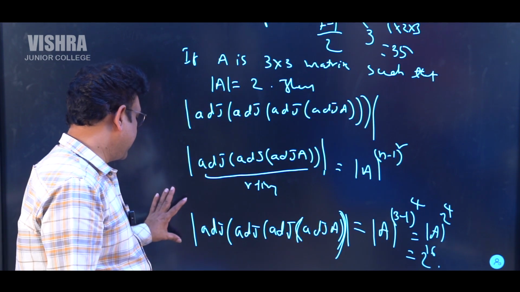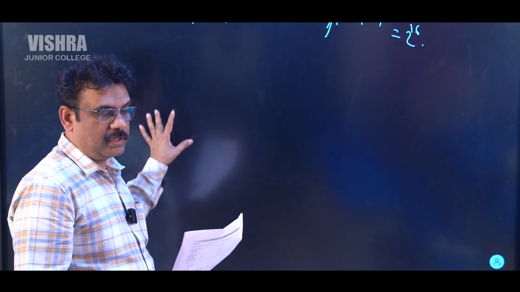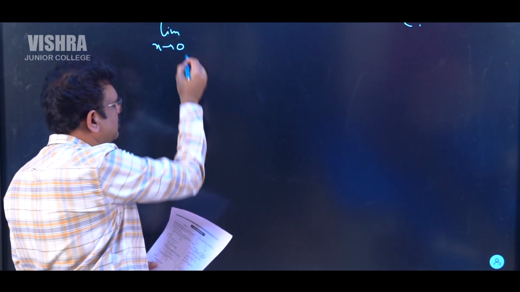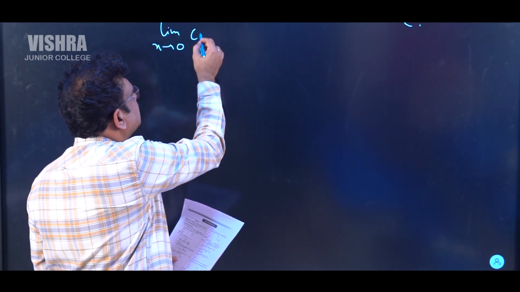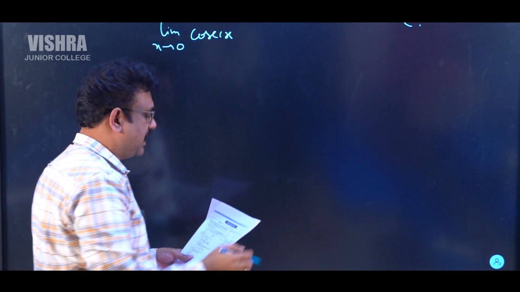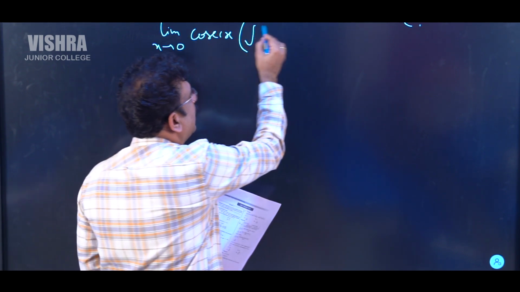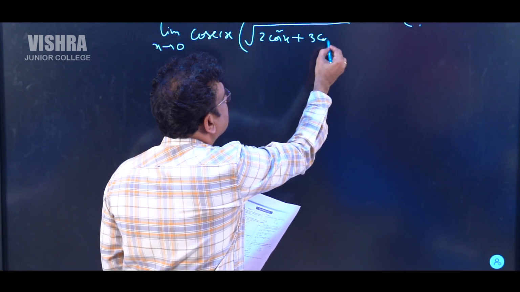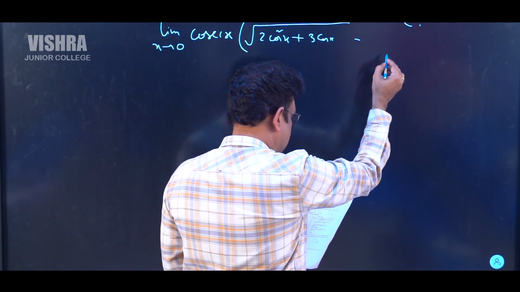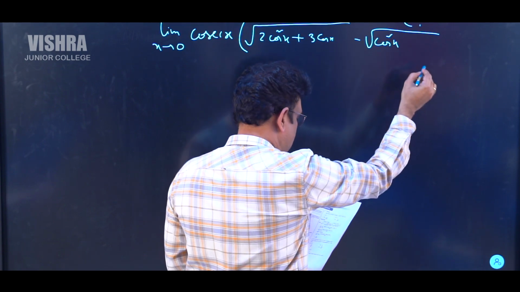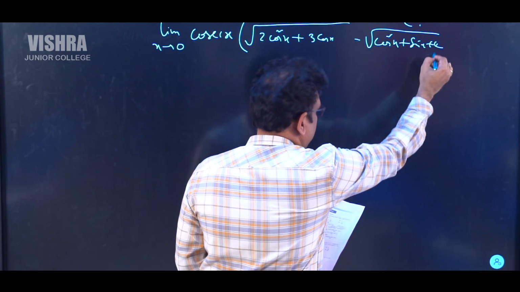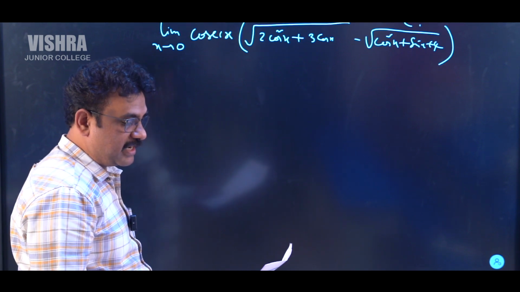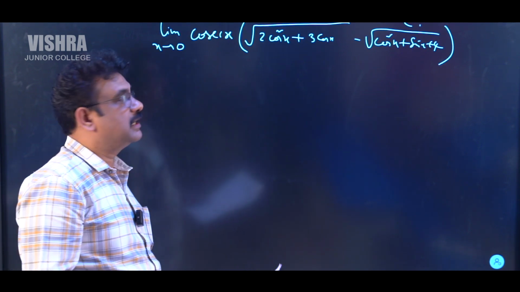Next, limits and continuity. In limits, the problem given is: limit as x tends to 0 of cosec x into (square root of (2cos²x + 3cos x) minus square root of (cos²x + sin x + 4)).